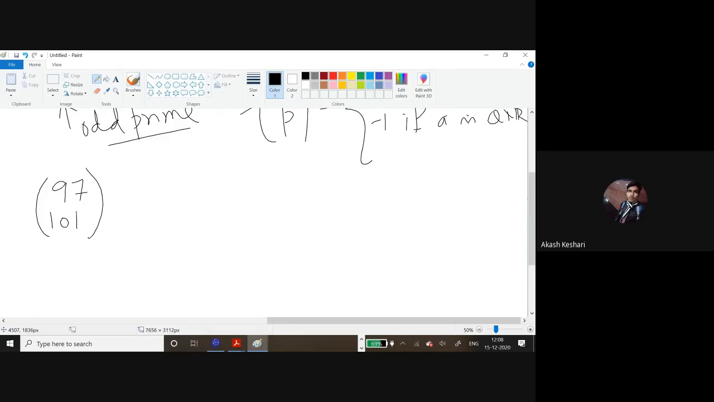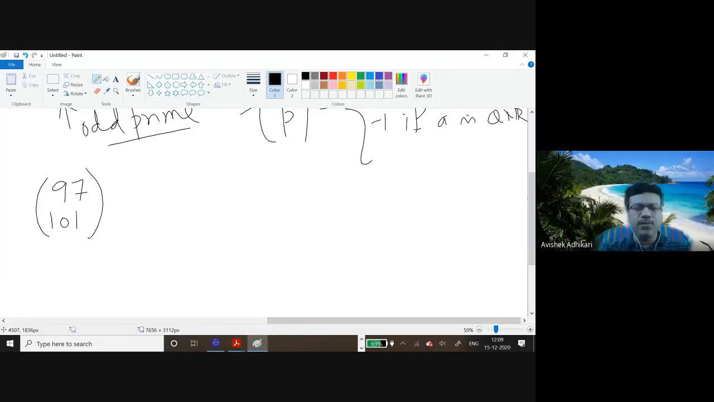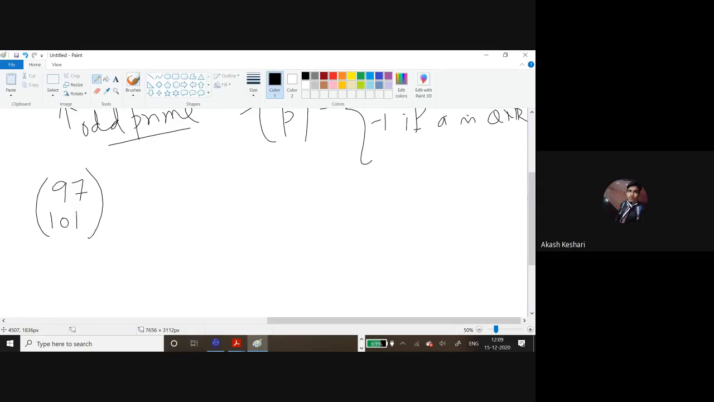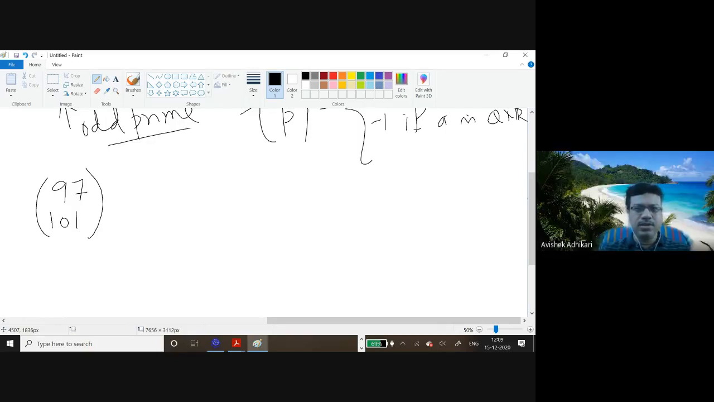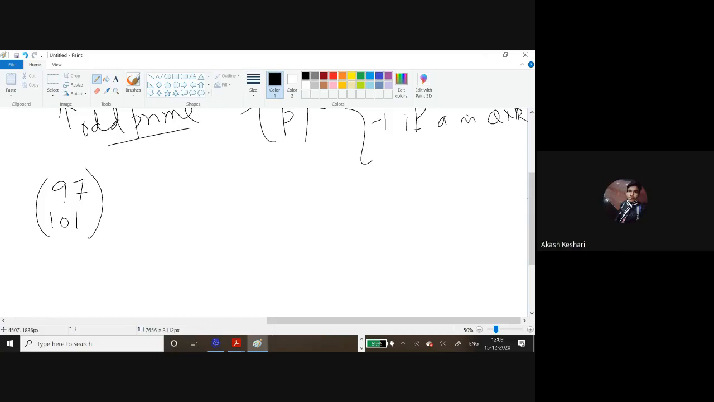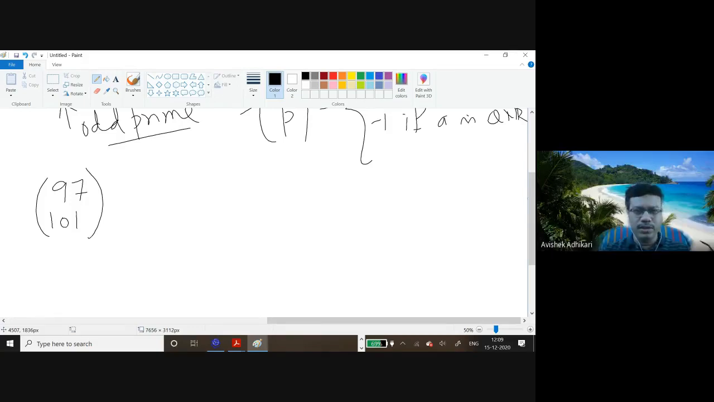can replace it by (101/97), and 101 mod 97 is equal to 4, and 4 is nothing but 2 squared. So first thing, whether 97 is a prime or not? Yes, sir, prime. Yes. So based on the quadratic reciprocity law and quadratic residues, you did it, right? Okay. Yes, very good.